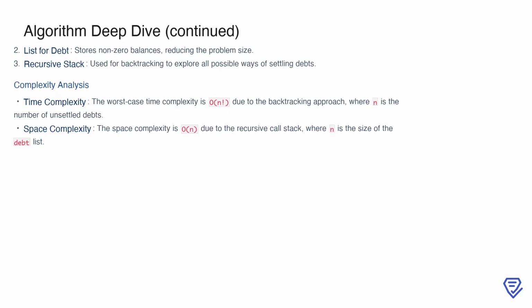This approach, while powerful, has a worst-case time complexity of O(n!), where n is the number of unsettled debts, because we may need to explore all permutations of debt settlements. The space complexity is O(n), stemming from the recursive stack size. While the algorithm is computationally expensive in the worst case, it is effective for scenarios with a manageable number of unsettled debts, ensuring an optimal solution by systematically minimizing transactions through backtracking.